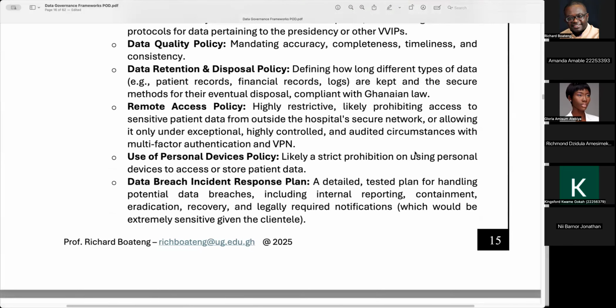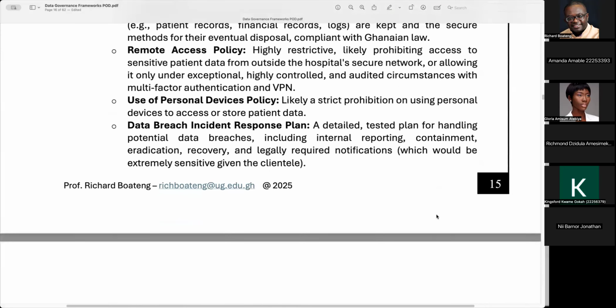And incident response. A data breach incident response plan wouldn't just exist on paper. It would be incredibly detailed, regularly tested through realistic simulations, and include specific, pre-approved, carefully controlled protocols for handling breaches involving VVIP data. This includes sensitive notification procedures that have to consider potential national security implications, not just individual privacy.